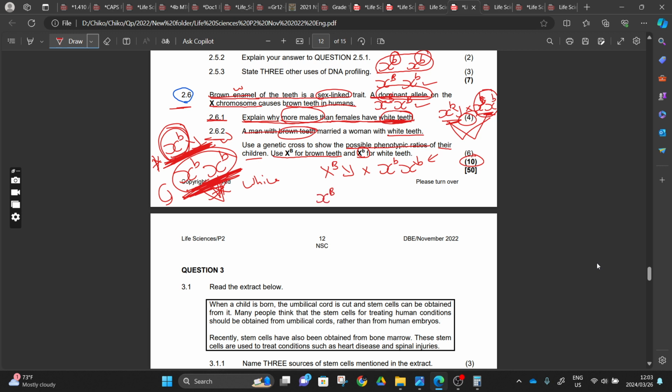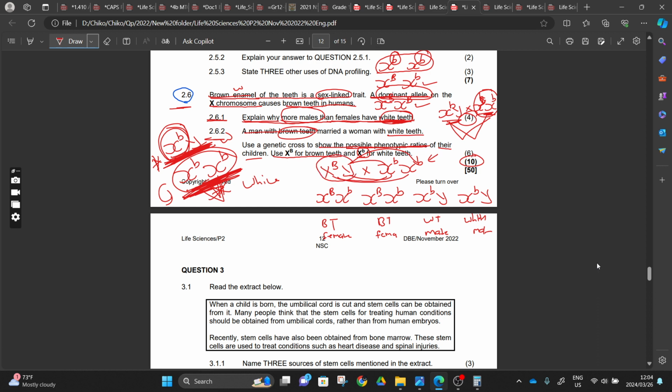We are going to have X^B with X^b, and then X^B with X^b, and then we are going to have X^b Y and X^b Y. Show the possible phenotypic ratio. And then here we are going to have the genotype like this, and the phenotype we are going to have is brown teeth female, brown teeth female, and then we are going to have white teeth male, and white teeth male.